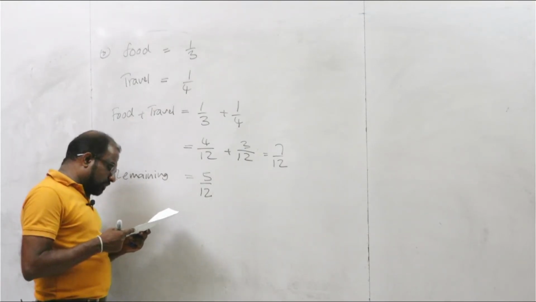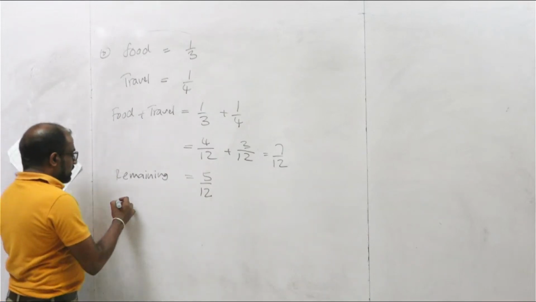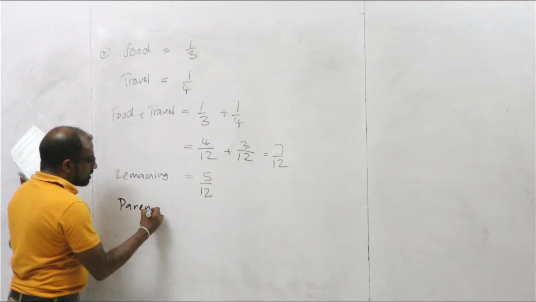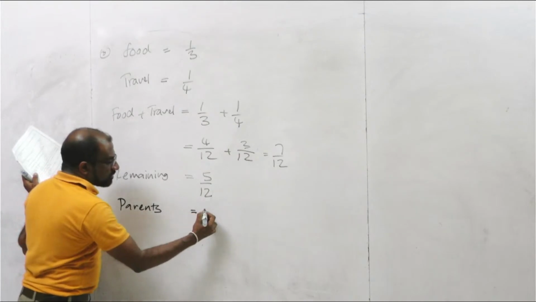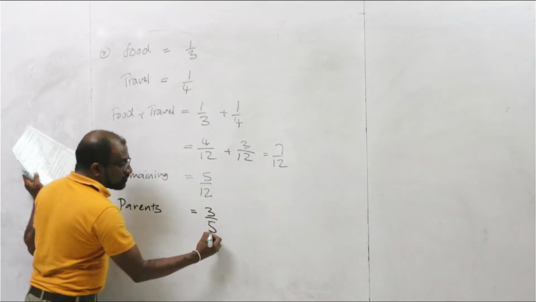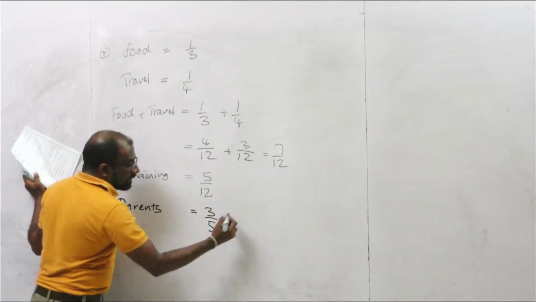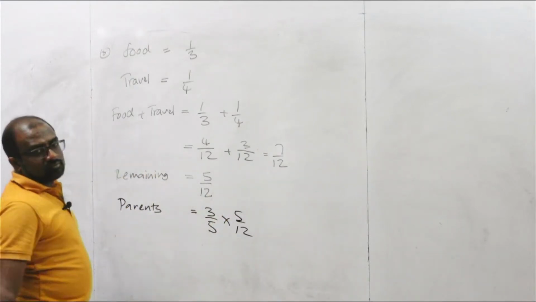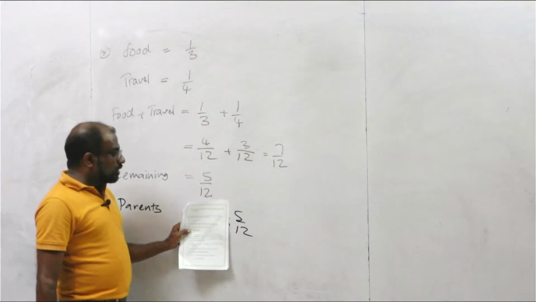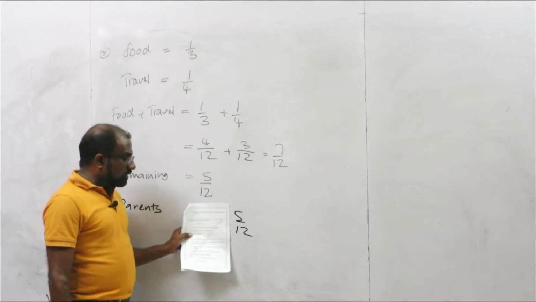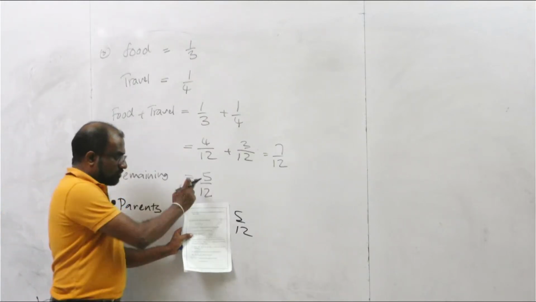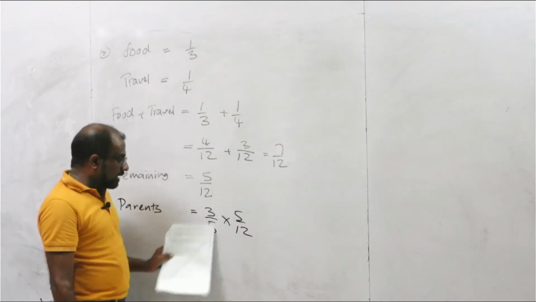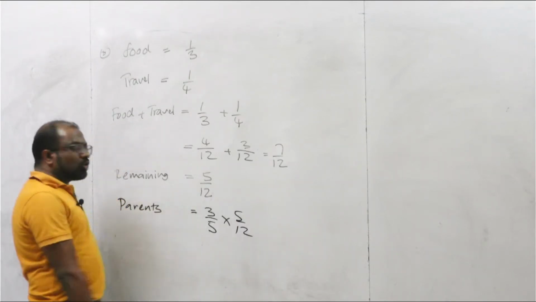3/5 was sent to his parents. For parents, you multiply 3/5 of the remaining 5/12. How many? From the remaining 5/12, right? From the remaining, multiply 3/5 he sent to parents.